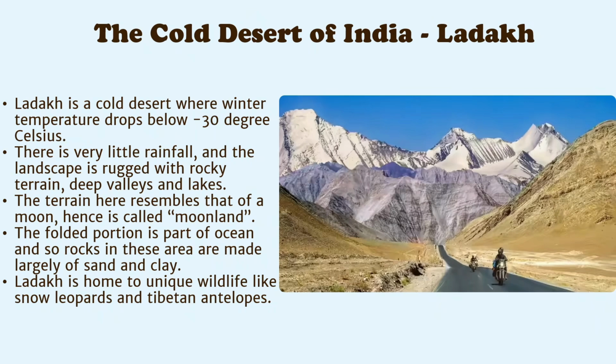Now let us move towards Ladakh. Ladakh is also known as the cold desert of India. In winter, temperatures may go below minus 30 degrees Celsius. There is very little rainfall and the region has rocky mountains, deep valleys and beautiful lakes. The landscape looks like a moon surface, so Ladakh is called Moonland. Rare animals like snow leopards and Tibetan antelopes are found here.